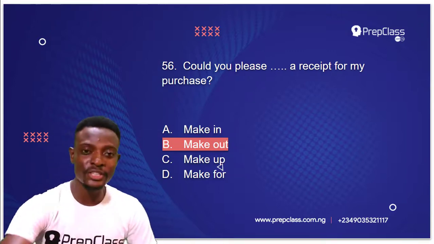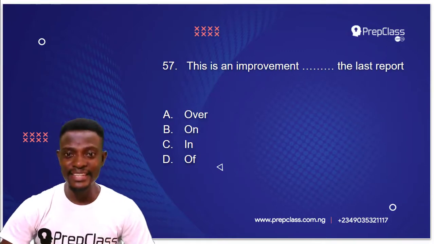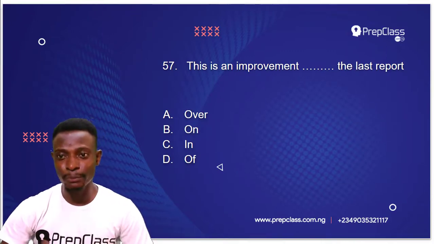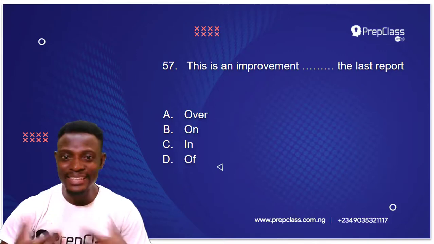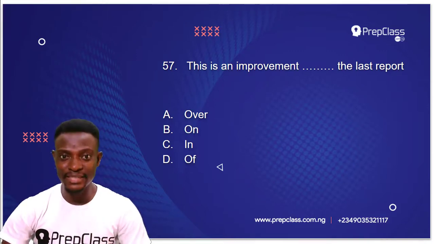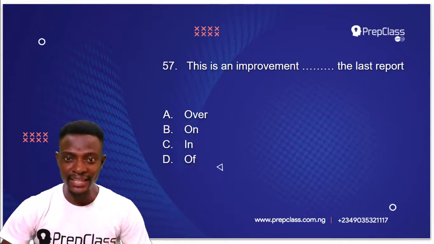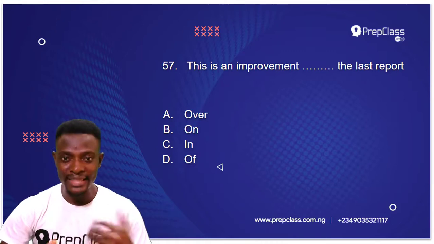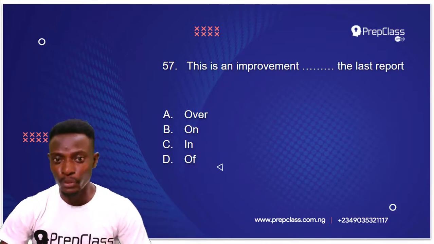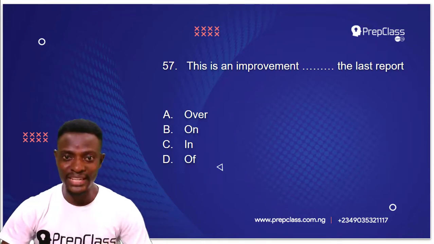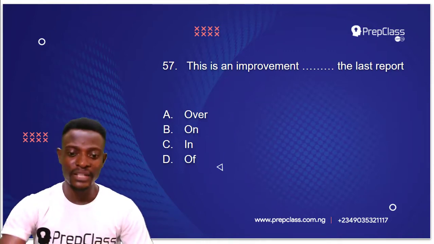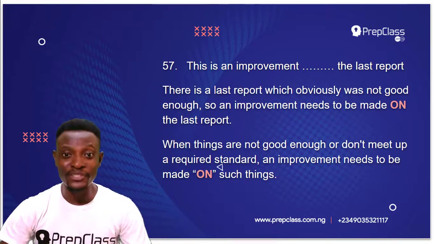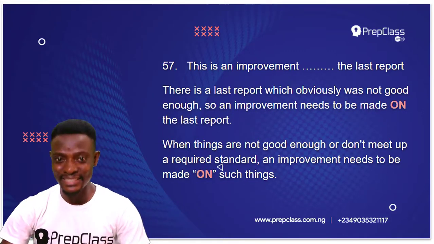Moving on to the next question, question 57. This is an improvement dash the last report. Remember, we have to select the best option to complete this sentence. Option A. This is an improvement over the last report. Option B. This is an improvement on the last report. Option C. This is an improvement in the last report. And option D. This is an improvement of the last report. Now, which of these options is the best to complete this sentence?